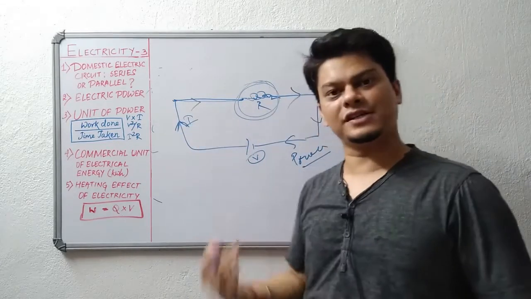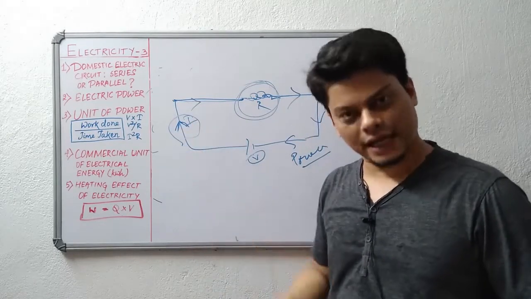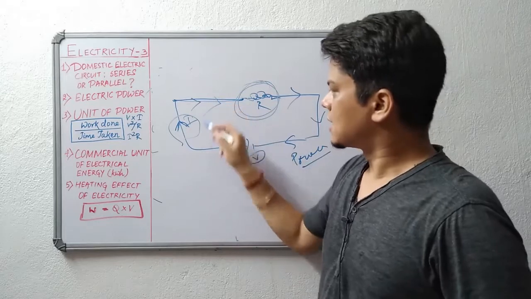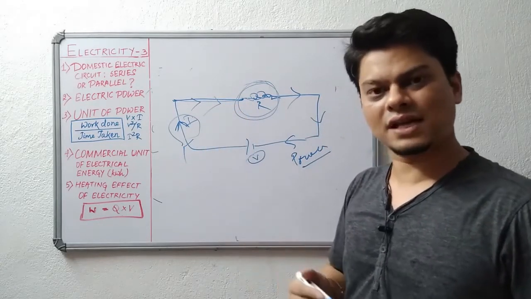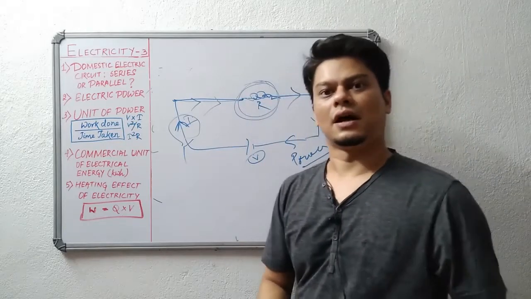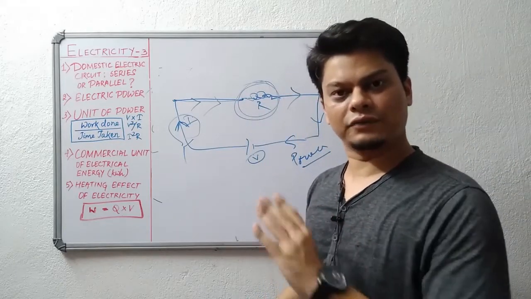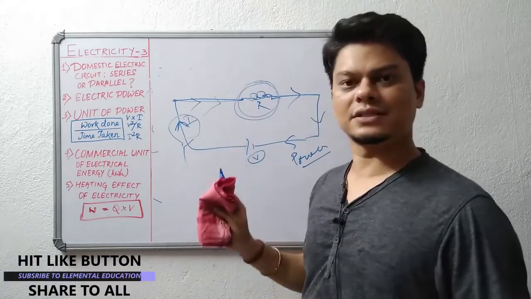So what could be the definition? The amount of work done per unit time in a conductor by the electric current is known as electric power. All these definitions I am giving you at the end of the video in the slides. So have patience. First you understand the concepts.